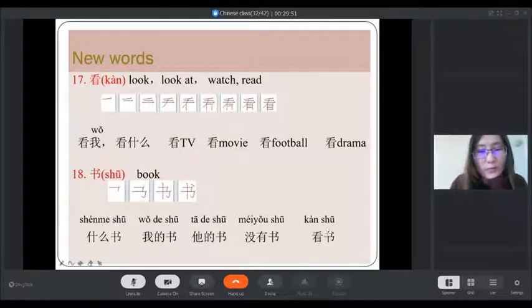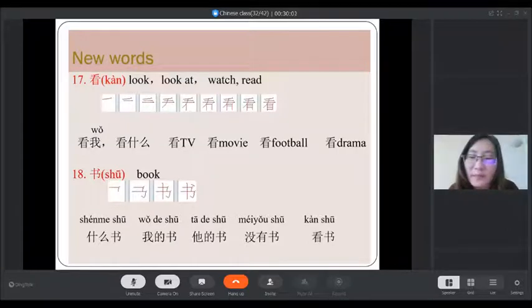看书 means read a book. Reading. It does not mean look at the book. It means read the book. That means reading. 看书 reading.